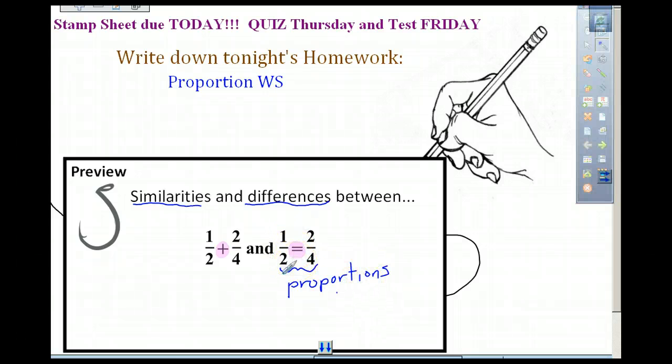It has an equal sign. So everything we're about to do, make sure you only do this with proportions. You don't do it with anything else. You don't try to start doing it when you see a plus sign or a minus sign. It's just a common mistake for some people.